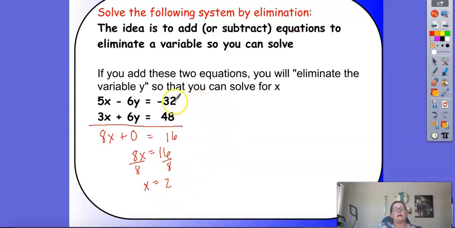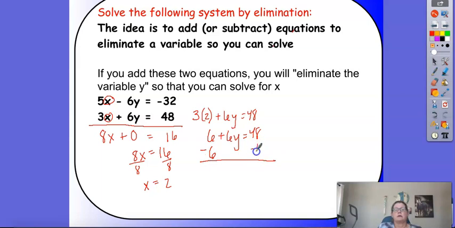Now I can come in and substitute 2 in for x in either this equation or that one. Let's try the second one. 3 times 2 plus 6y equals 48. That's 6 plus 6y equals 48. I'm to a two-step problem, so I'm going to subtract first, or I always say clear the room. Negative 6. Whatever you do to one side, you have to do to the other side. 42. Y is equal to 7. So my answer is x is equal to 2, y is equal to 7.